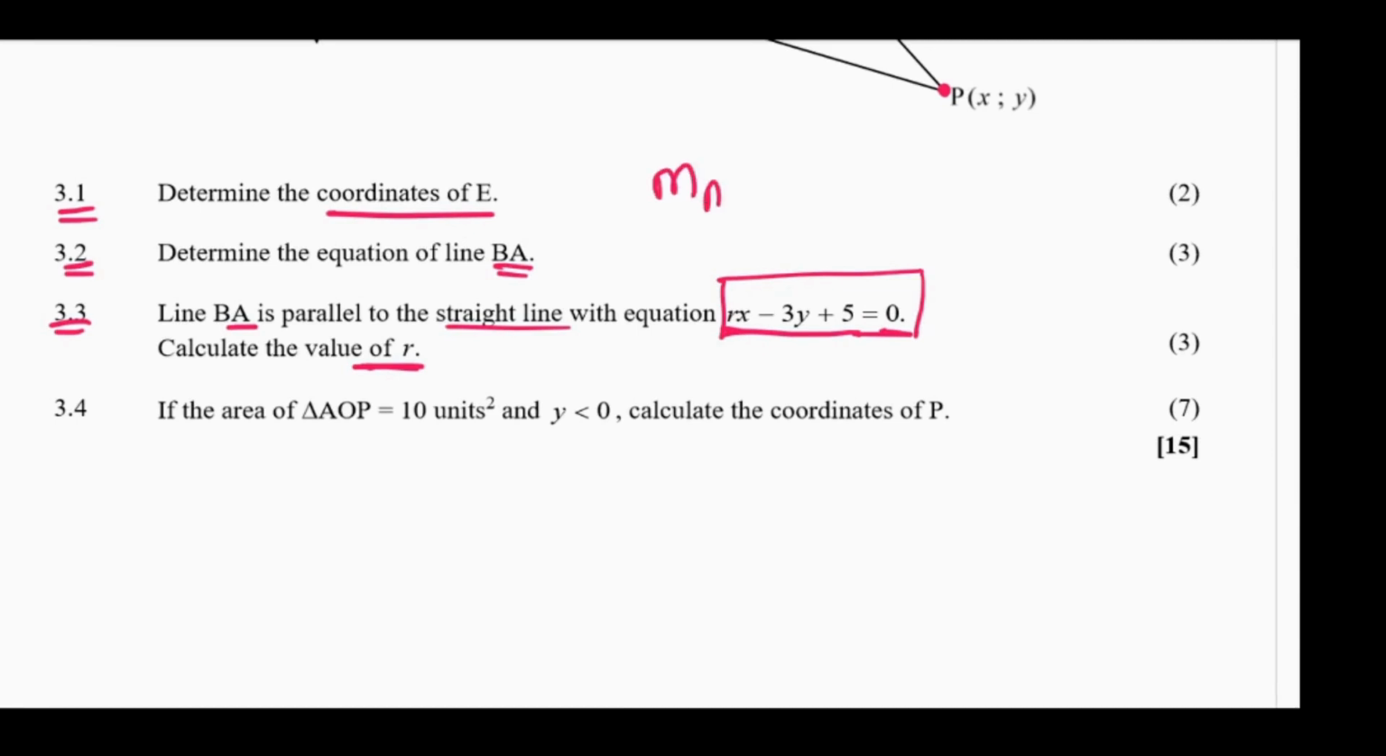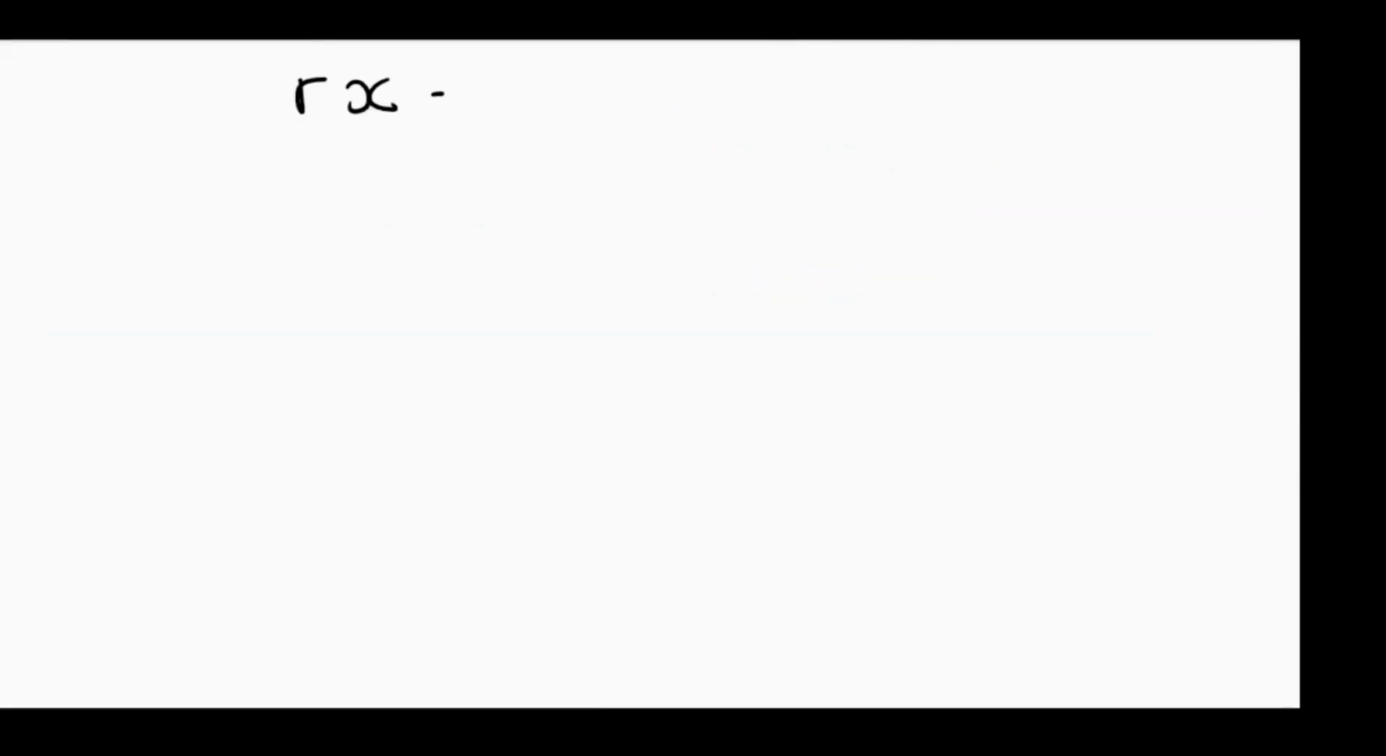So the gradient of AB or BA is equal to the gradient of this straight line, right? We know very well that the gradient of AB that we found in the previous question was 3. So the gradient of the straight line is also 3, right? We're going to use that information later on to find the value of r. Rx minus 3y plus 5 equals 0, right? And then we're going to write it in standard form so that we will be able to calculate this r, right?